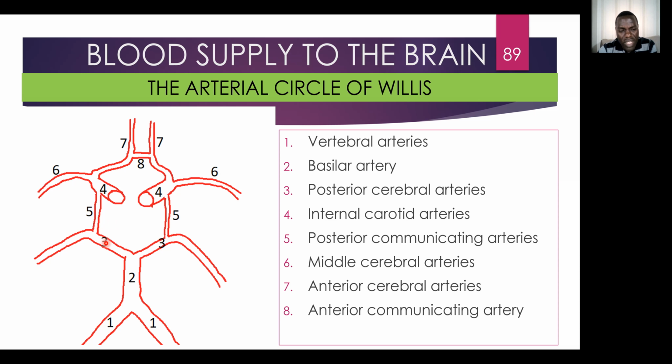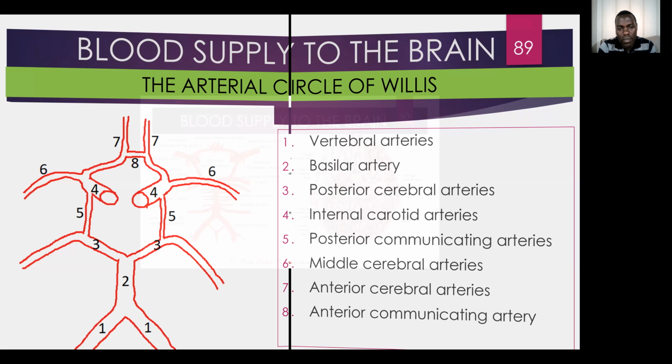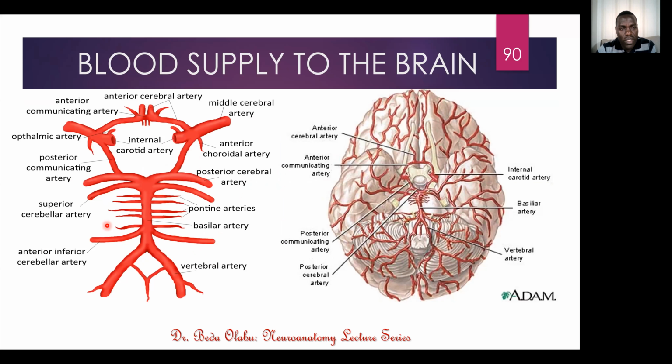They are just tiny branches from the circle of Willis. They go deep, they supply the deep structures of the brain. Central or perforating arteries. So this would be an example of those central arteries, these ones. There are usually many all round along the circle.